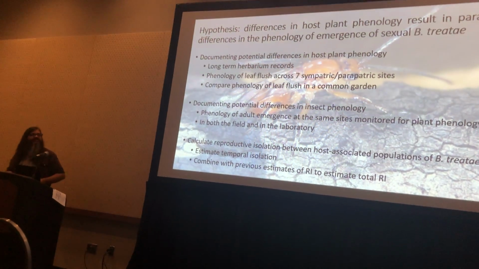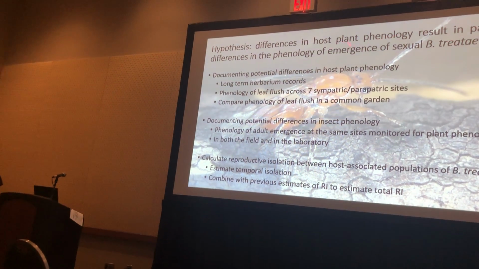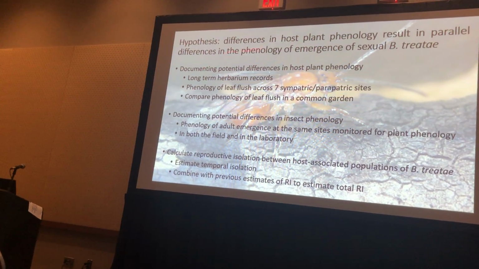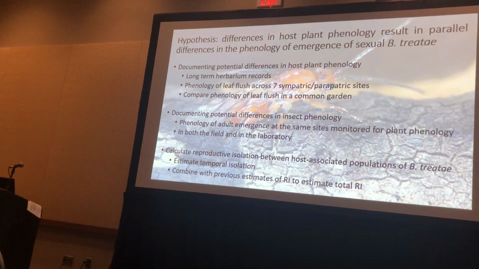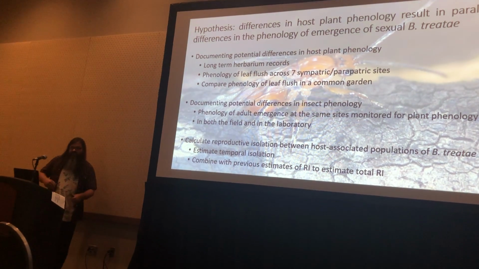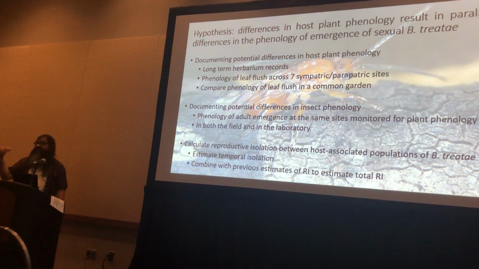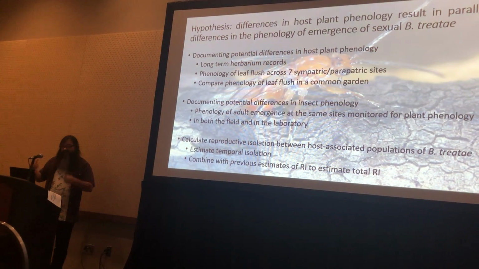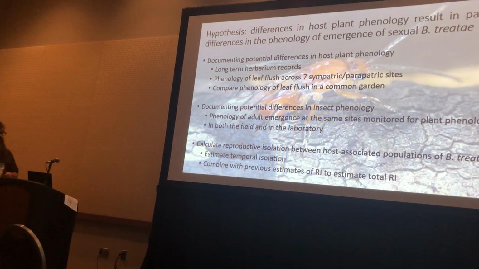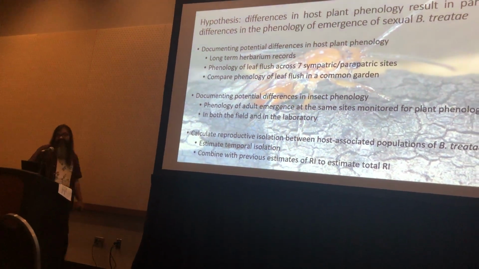The hypothesis that we explicitly wanted to test was that differences in host plant phenology, the timing of bud break, result in parallel differences in the phenology of emergence of sexual generation Belonocnema. We took it trophic level by trophic level. We wanted to document this in the plant, then in the insect, and then use this information to calculate reproductive isolation in this system for the insects.